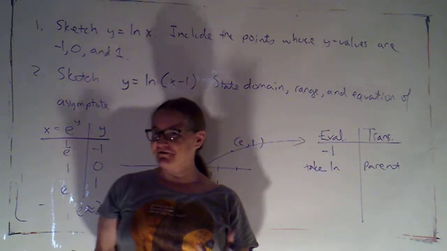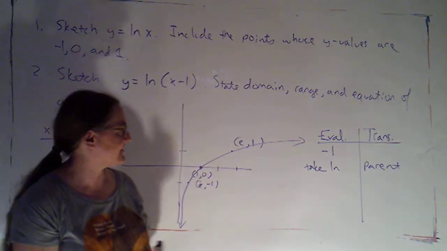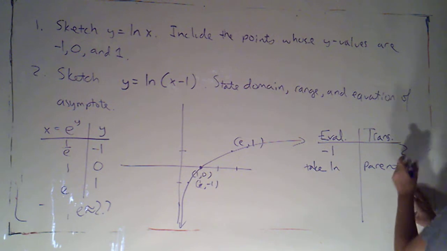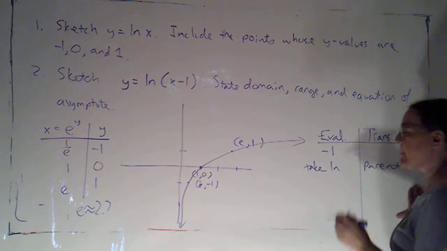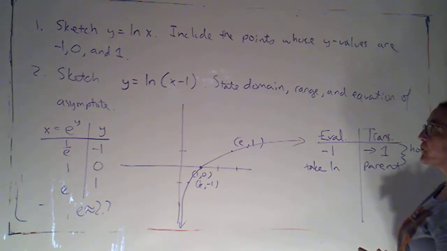We can work with exponential functions as parent functions. Now we can work with log functions as parent functions. Okay. I'm subtracting 1 before I take the log. So this is going to be a horizontal change. Horizontal shifts, remember, are a little bit counterintuitive. So I'm going to shift things 1 to the right.